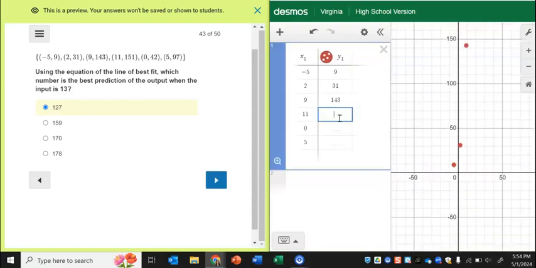151, 42 and 97. I'm just trying to look to see what kind of pattern.